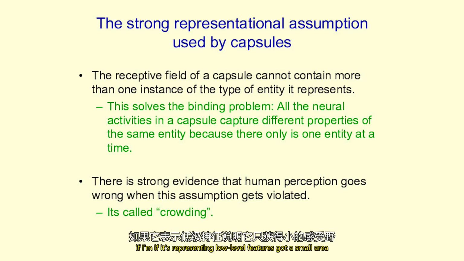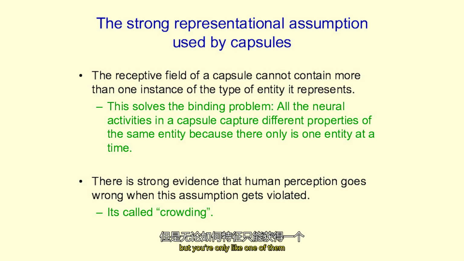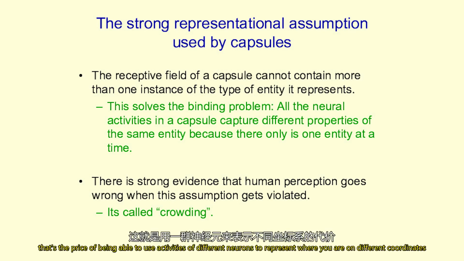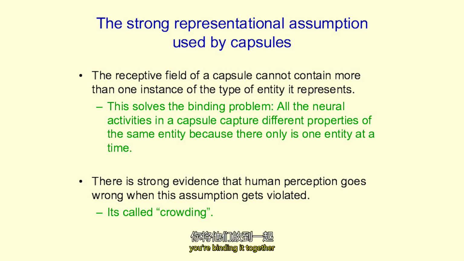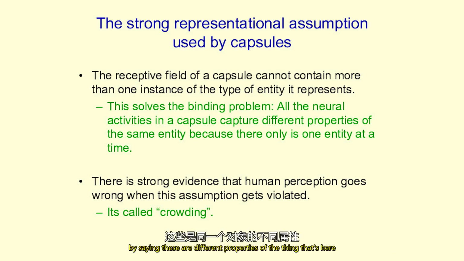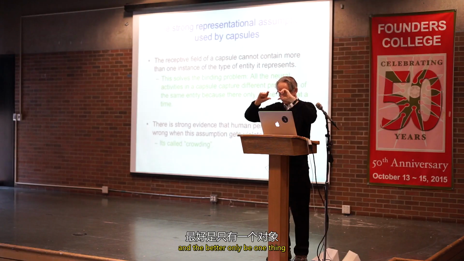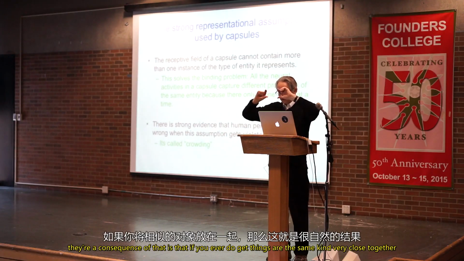If it's representing low-level features, it's got a small area. If it's representing high-level features, it's got a big area it covers, but you're only allowed one of them. That's the price of being able to use activities of different neurons to represent where you are on different coordinates. You're binding it together by saying, these are different properties of the thing that's here, and there better only be one thing there.